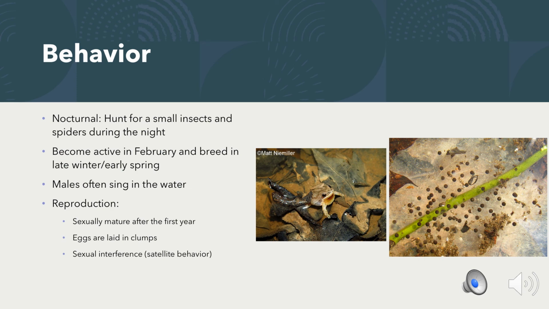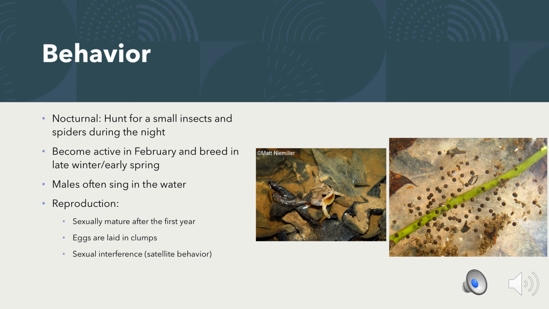Some of the behavioral characteristics of the upland chorus frog include their preference to hunt for a variety of small insects and spiders, especially during damp nights because they are a nocturnal species. These frogs become active in February, and then they begin to breed in late winter and into early spring.